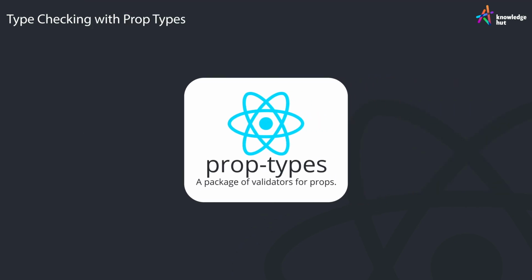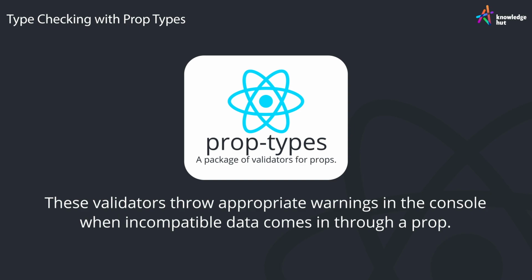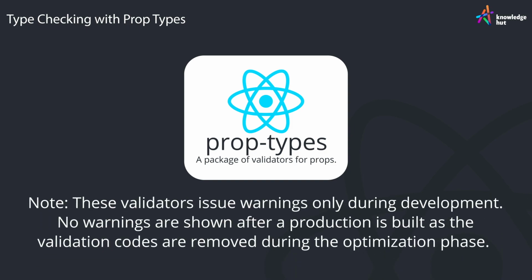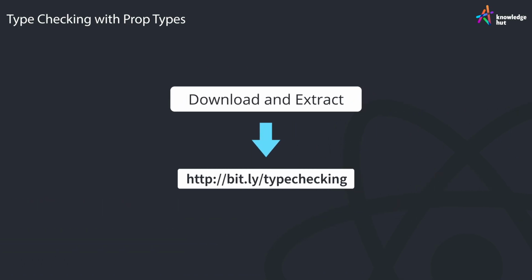React offers the PropTypes package that exports a ton of validators for all types of data. These validators will throw appropriate warnings in the console whenever a prop gets an incompatible type of data. But before we see how prop validation can be done, it is critically important to note that these validators will only issue warnings in development. Once you produce a production build, there won't be any warnings shown because validation code is removed during the optimization phase. Now, the best way to understand how props can be type checked is by an example.